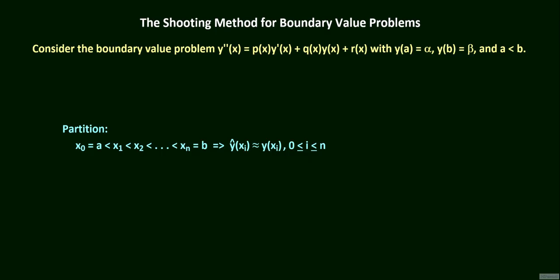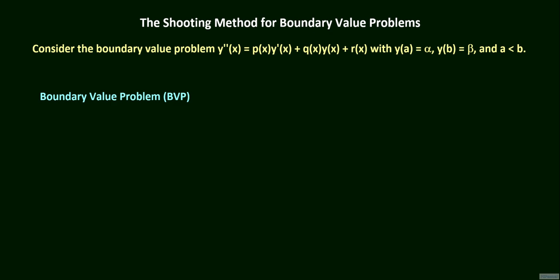Both approaches begin by converting the boundary value problem, or BVP, into a pair of initial value problems, or IVPs. Then we derive the approximate solution to the boundary value problem from the solutions of the initial value problems.